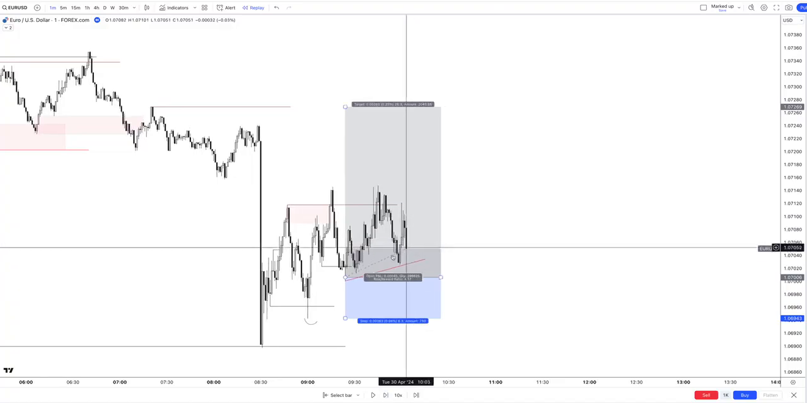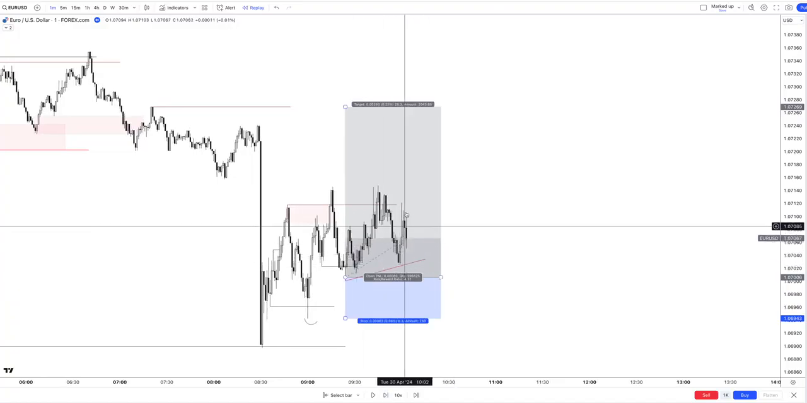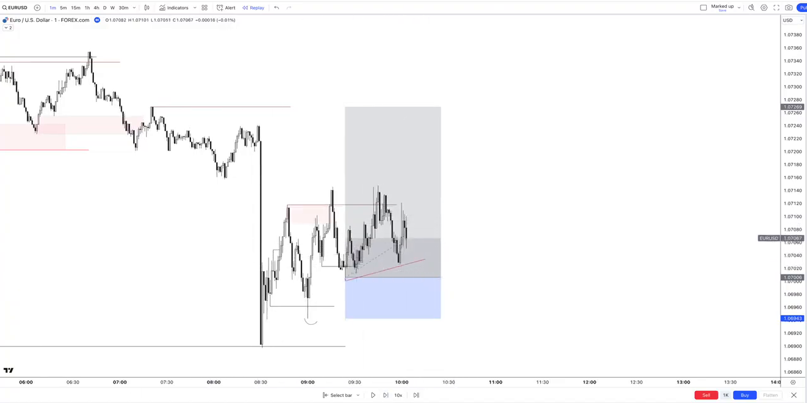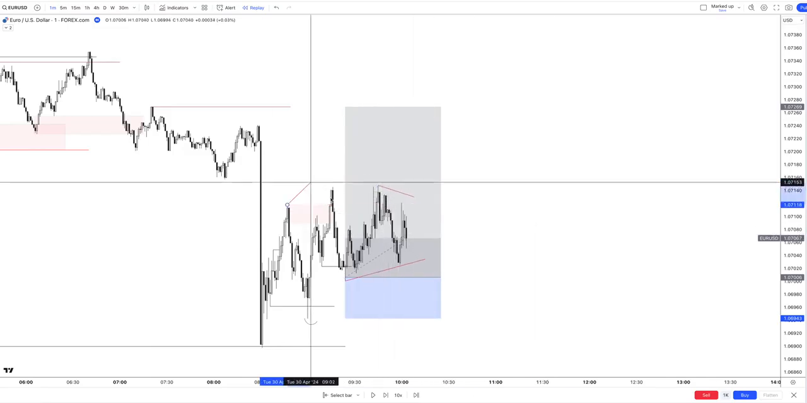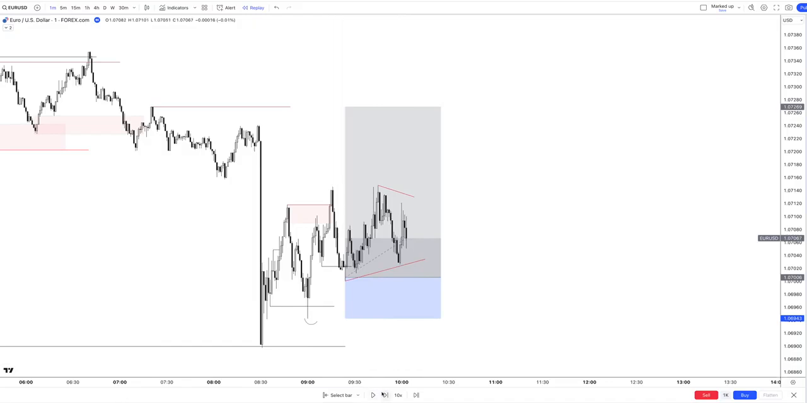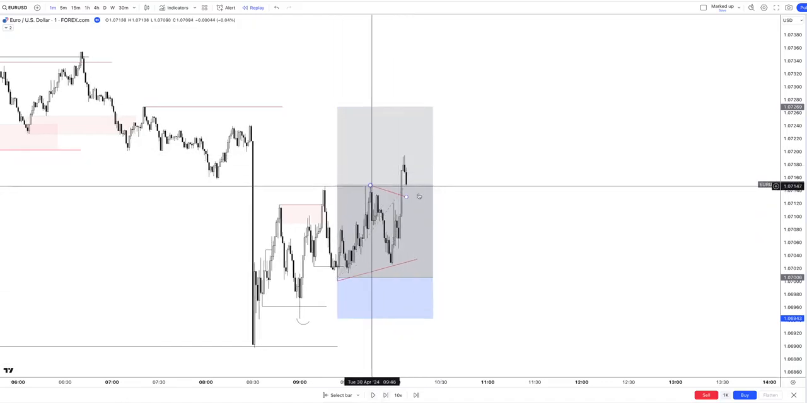Come back down. Look at that. Even respected the lows once more. Reaction up. Okay. Getting false reaction at the highs. Building more liquidity at the highs. Perfect. Let's move this over here and see what ends up happening. Okay. Now we've taken out the highs.